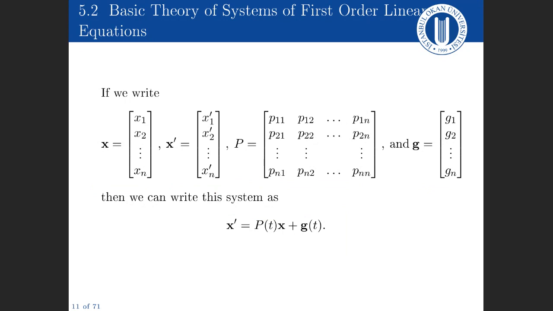For vectors, I'm using bold font. For numbers, I'm using non-bold font. If I was using a pen, I would use underlined. I would write x underlined prime. Just here, g underlined, etc.